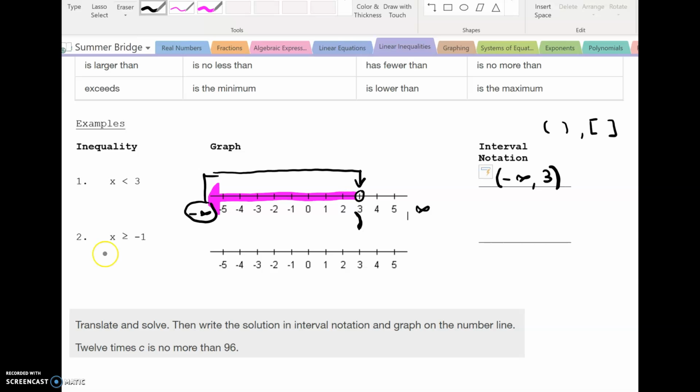Now, the next one, x is greater than or equal to negative 1. So here we would use either brackets or a closed circle, just like here you use parentheses or an open circle. So I'm going to put a closed circle on negative 1, because it's an equal to, and now we need to make a choice. In which direction do we shade? Well, x is the bigger number. So that means I have to shade all the numbers bigger than negative 1. So I have to shade to the right.